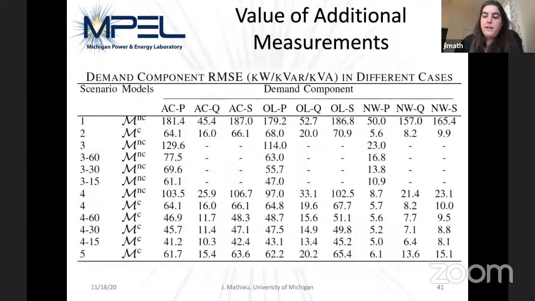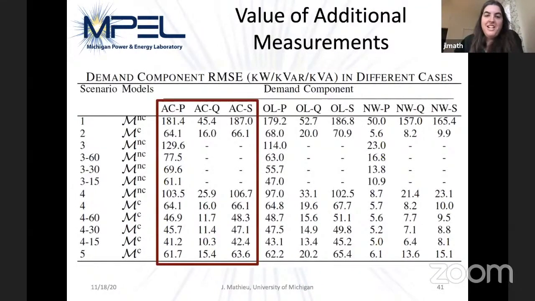And more tables with too much information, but I will focus your eyes on the important parts. So here we're trying to predict the air conditioner power, reactive power, apparent power. So that's real power, reactive power, apparent power of the aggregate air conditioners. But what I'm actually showing you here isn't the prediction, it's the root mean squared error for each approach. So we want the errors to be as small as possible.